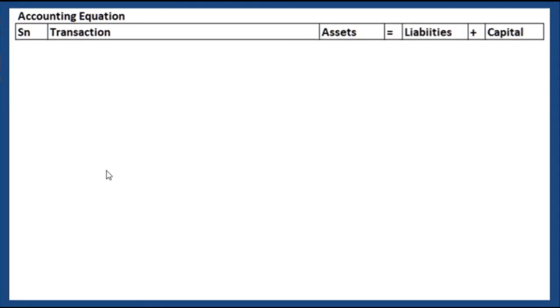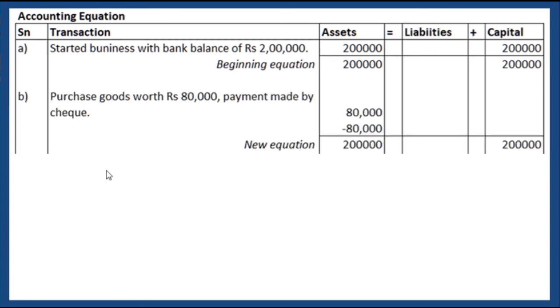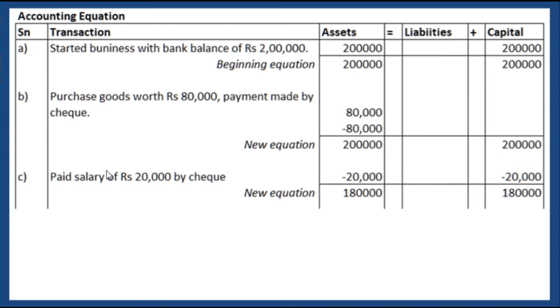At last, the transactions that we had solved one by one will get the shape of the following in solution. The first transaction increases the assets with the bank and the capital with the same amount. The second transaction causes assets side to increase with the goods of rupees 80,000 and decreases bank balance with the same amount and does not affect liability and the capital. The third causes assets side to decrease bank by rupees 20,000 and the capital by the same amount.